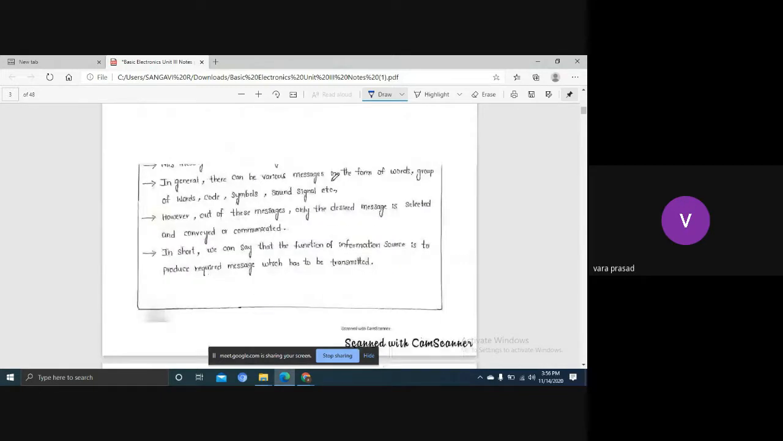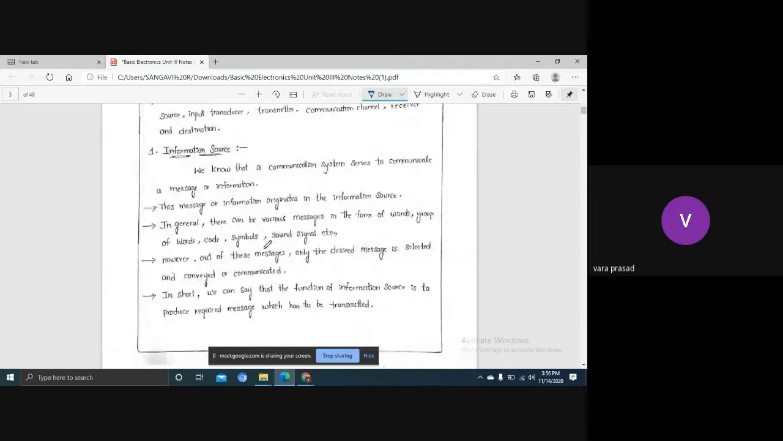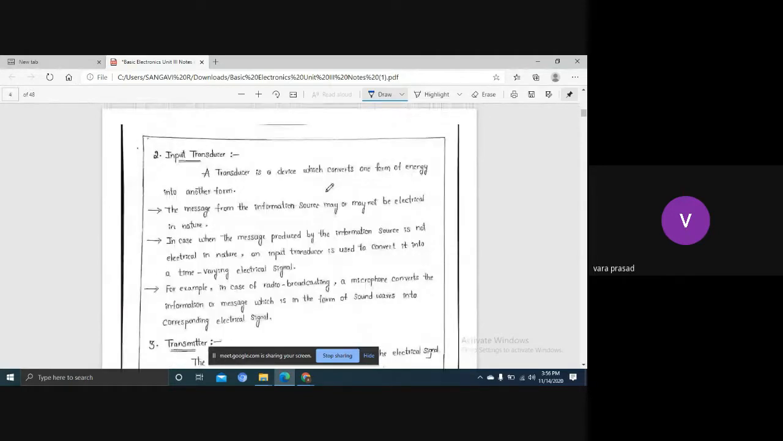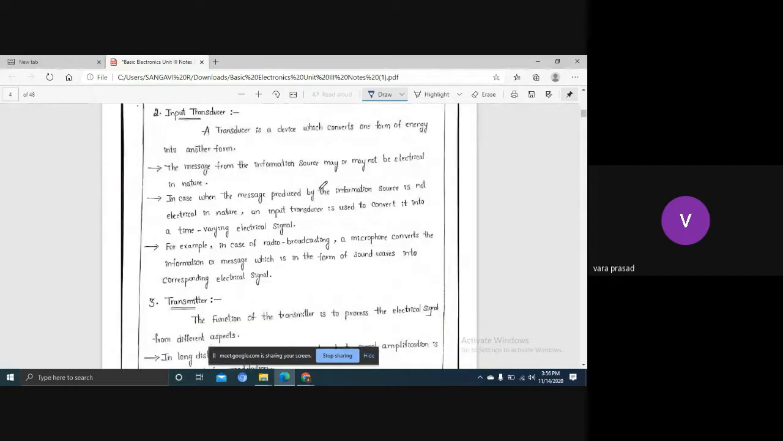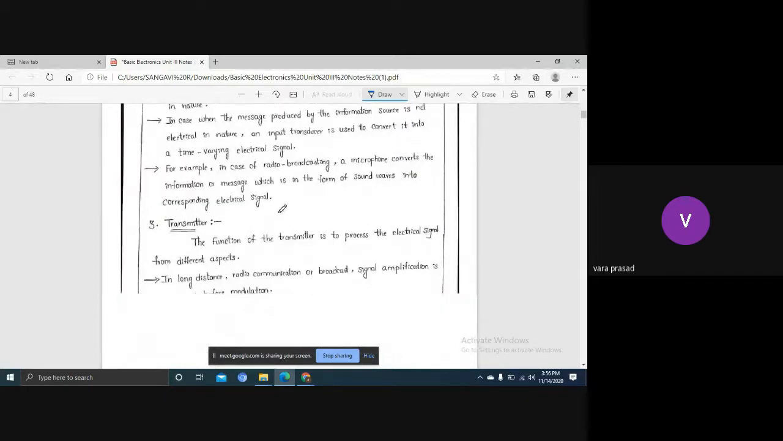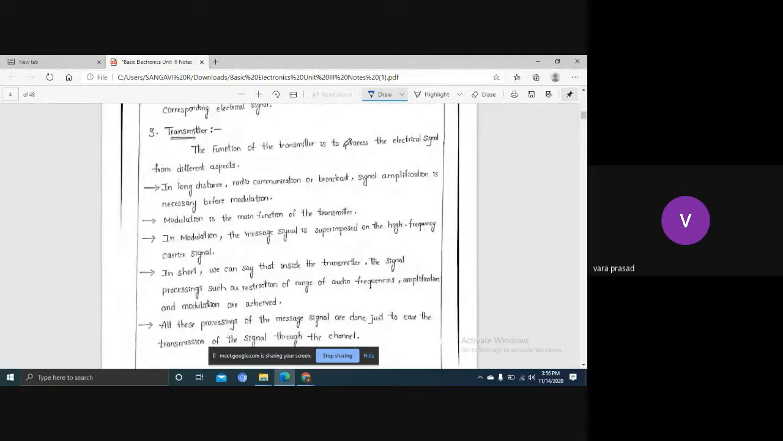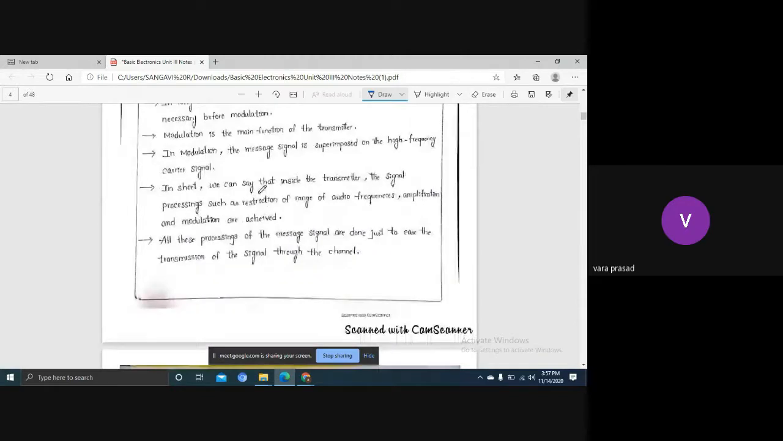You can write the points in your own words. Input transducer converts one form of energy to another form. I said that one form is a non-electrical signal to an electrical signal. Next, the transmitter, what can it do? The function of the transmitter is to process the electrical signal for long distance radio communication or broadcast. Signal amplification is necessary before modulation. Modulation is the main function of the transmitter.